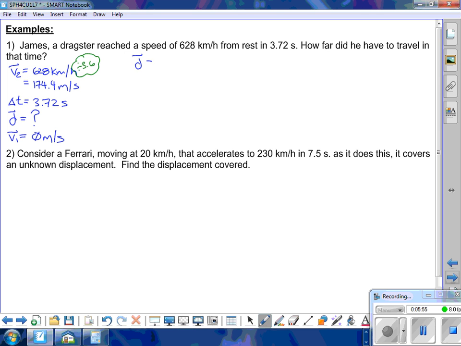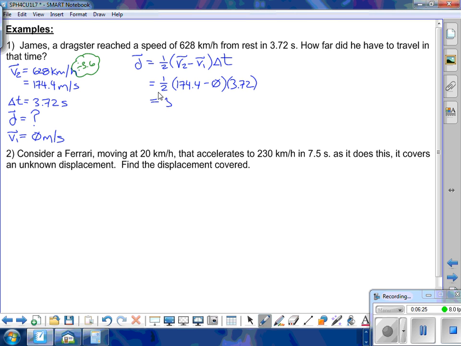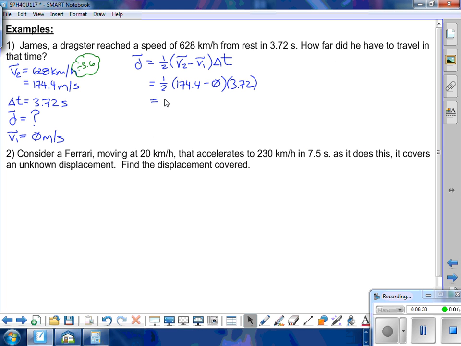So delta D equals 1/2 (V2 minus V1) times time. If you pick the wrong formula, all that happens is you don't have enough to solve, and that tells you that you didn't pick the right one. 1/2 times (174.4 minus 0) times 3.72. And now you just have to plug it into the calculator. And when I do that, I get 300. Oops, I didn't want that. I don't know what that is. Come on here.